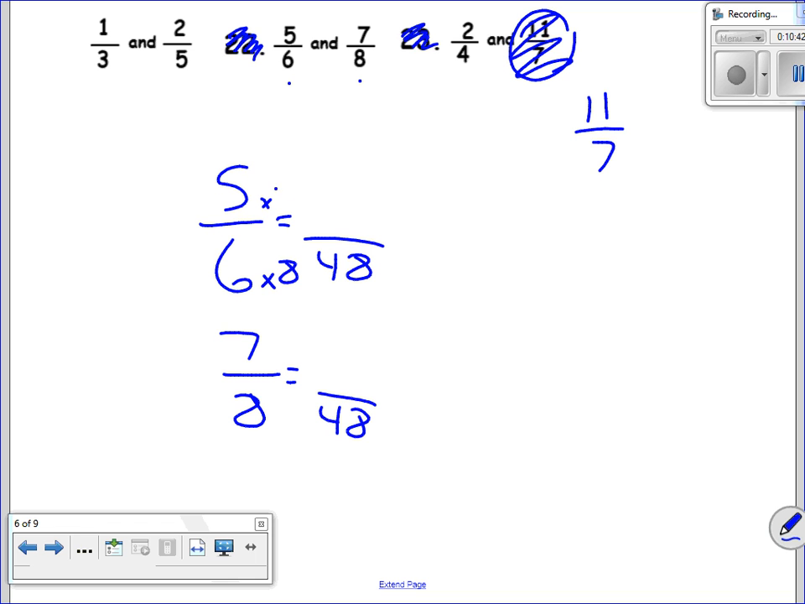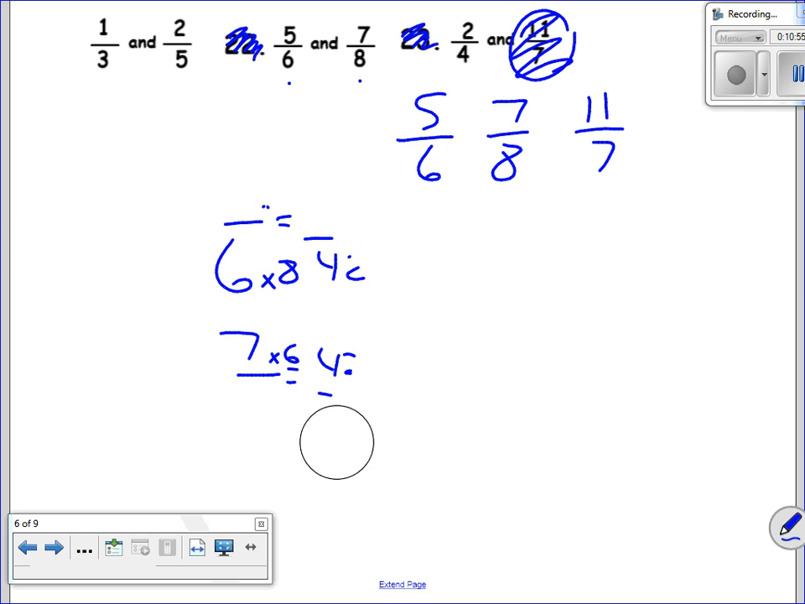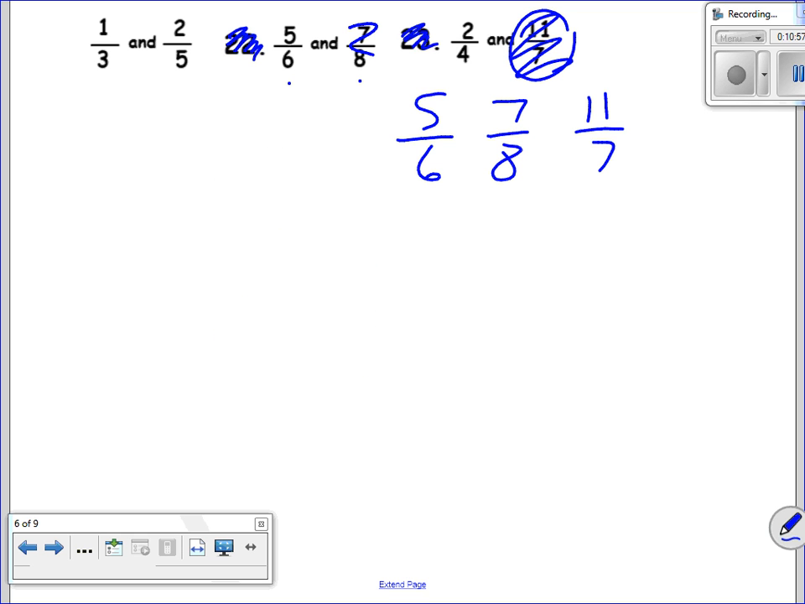Times 8 gives me 40. Times 6 gives me 42. That means 7/8 is larger. 5/6 is my next largest. Let me go ahead and erase my work here. So these two are off the board.